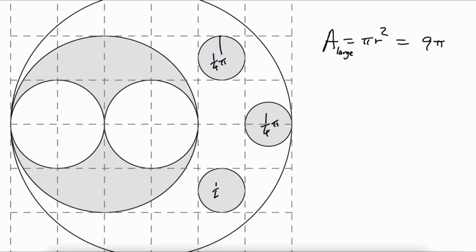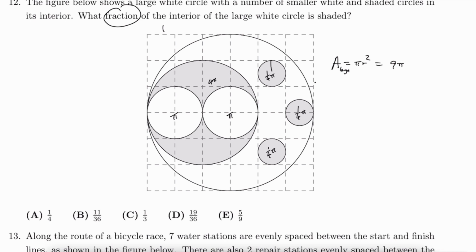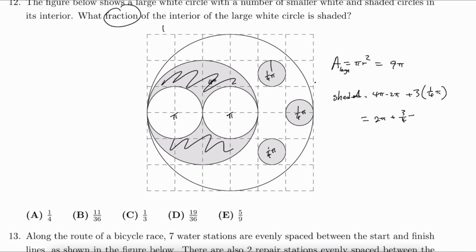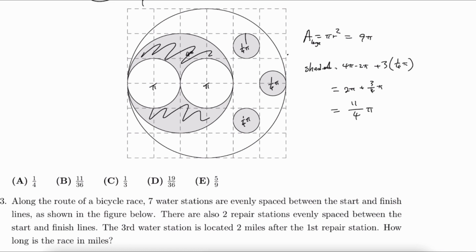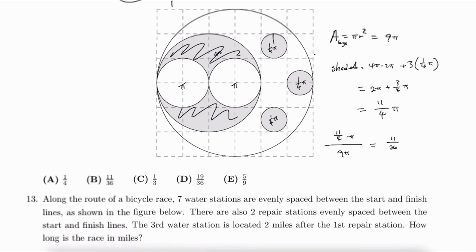This circle is going to be of radius 1, so that is just pi, and this medium circle has radius equal to 2, so the area is going to be 4 pi. This means that the shaded region is going to be 4 pi minus 2 pi, that is this region, plus 3 of the 1 fourth pi. That is 2 pi plus 3 fourths pi, which gives us 11 over 4 pi. So the ratio is going to be 11 over 4 pi over 9 pi, which is 11 over 36. That is our answer choice B.